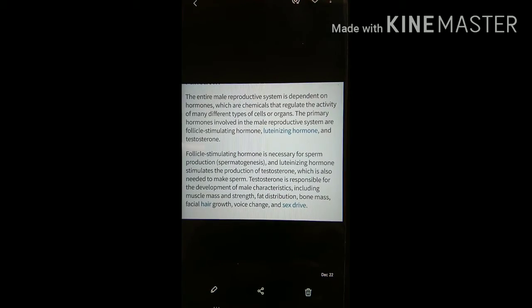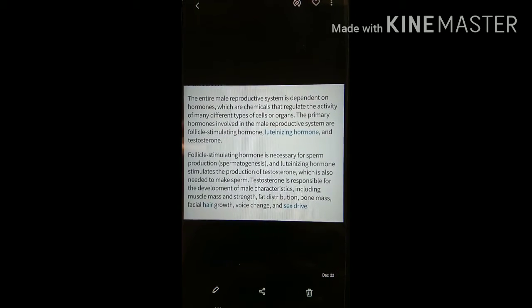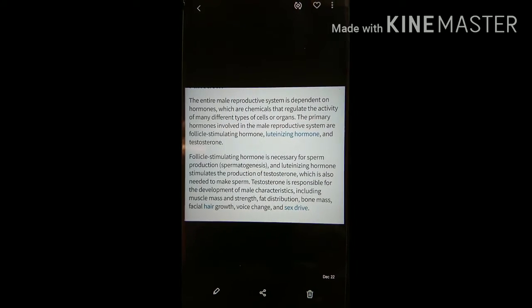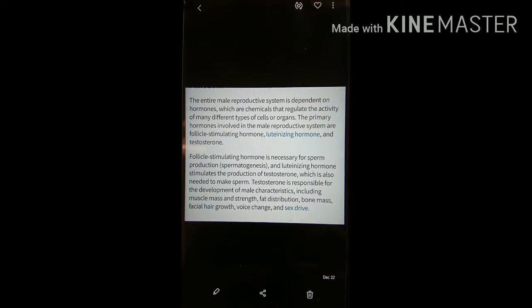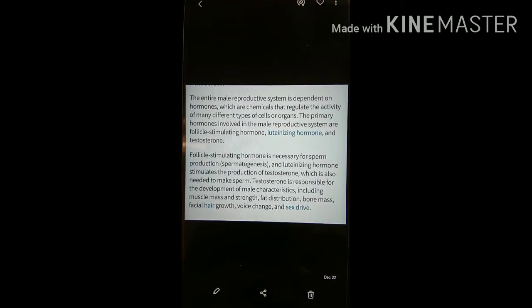Testosterone is responsible for the development of male characteristics, including muscle mass and strength, fat distribution, bone mass, facial hair growth, voice change, and sex drive.